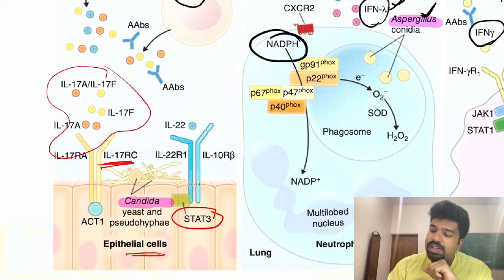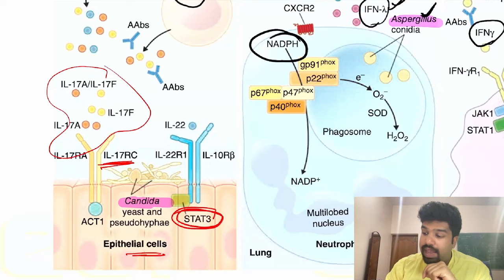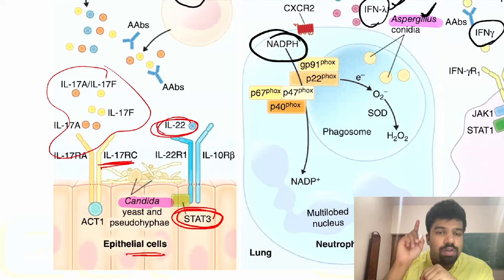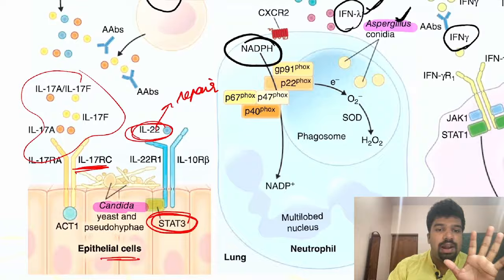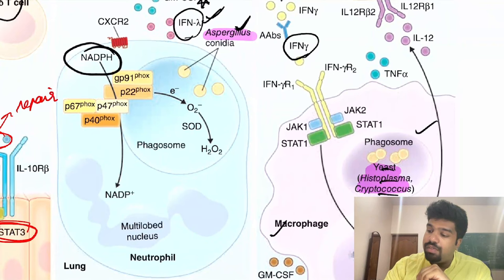At the same time, IL-22 is not for killing the candida. IL-22 is for epithelial repair, not for killing the candida. So this is for repair after the candida or whatever it has caused. This is the epithelial line of defense. Okay. Then you have the neutrophil. Can you see the neutrophil? It has engulfed the Aspergillus conidia.